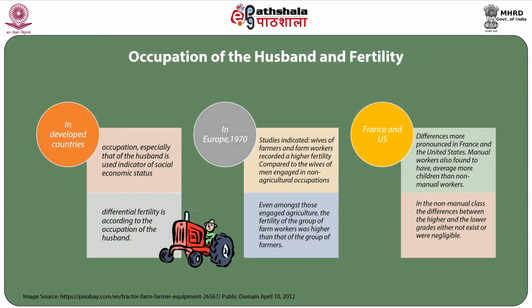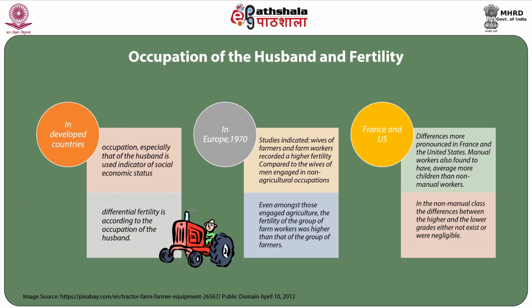Then, occupation of the husband and fertility. In developed countries, occupation, especially that of the husband, is used as an indicator of socio-economic status, and differential fertility is seen according to the occupation of the husband. Studies conducted in Europe around 1970 indicated that the wives of farmers and farm workers recorded a higher fertility than the wives of men engaged in non-agricultural occupations. Even amongst those engaged in agriculture, the fertility of the group of farm workers was higher than that of the group of farmers.